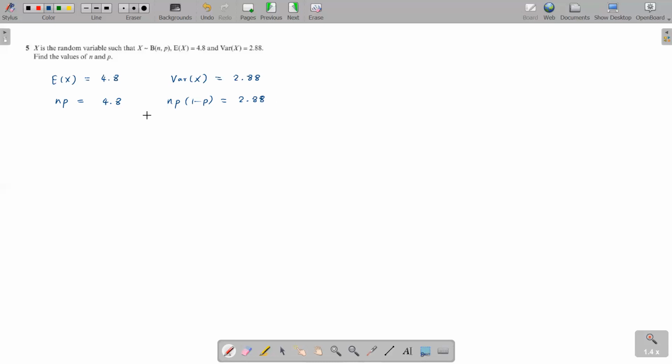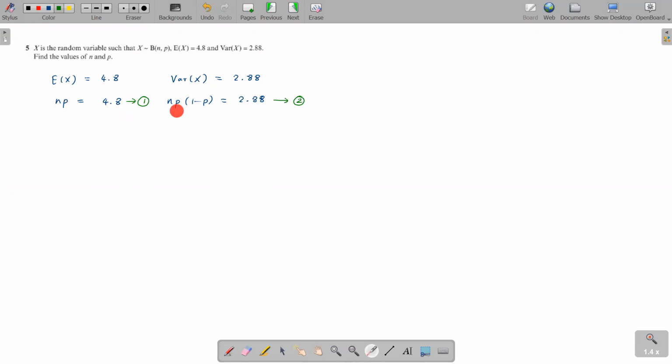So you can see here, for the mean I used np, and for the variance I use np times 1 minus p. Is that clear? Now all you have to do here is solve these two equations simultaneously and get the answer. What's the best way to solve these two? Yeah, you could substitute the entire value of np.